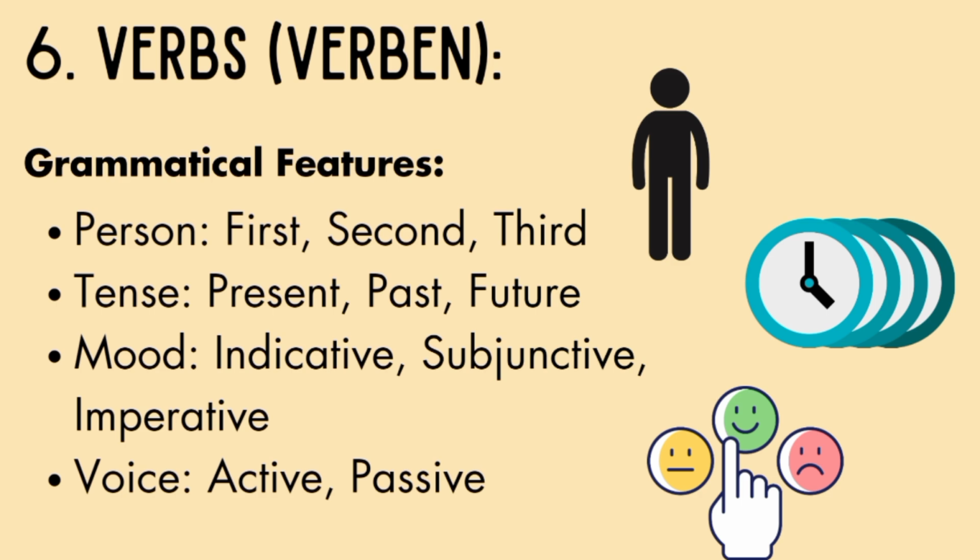Now second is tenses, which is present, past, and future. We have moods, which is indicative, subjunctive, and imperative. And lastly, we have voice, which is active and passive. In order to learn these grammatical features deeply, you will have to see some other videos in which you will get to know each of these grammatical features in depth.